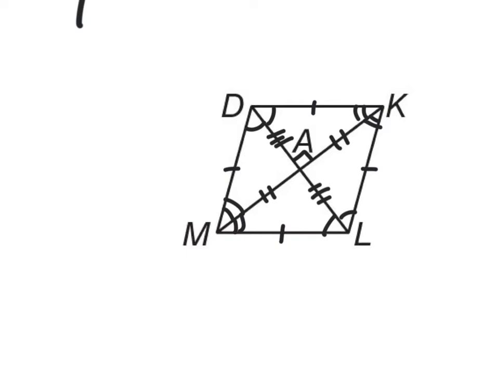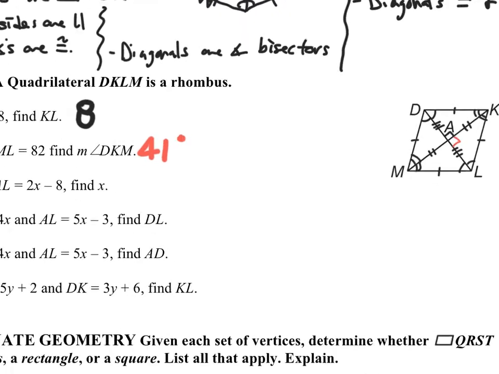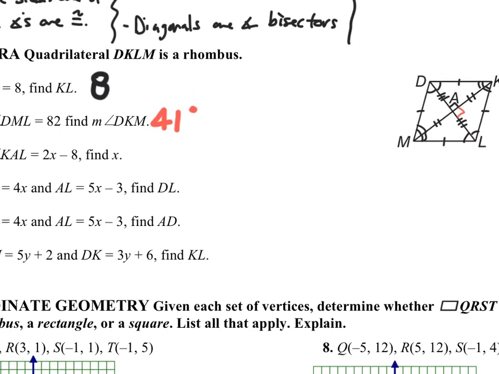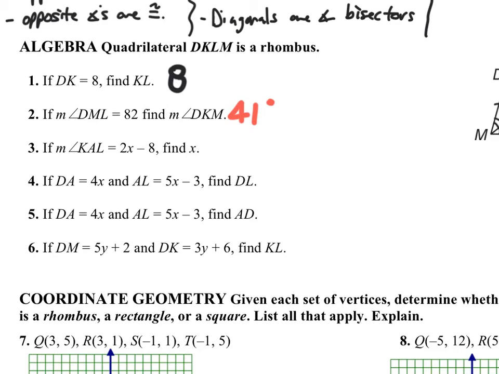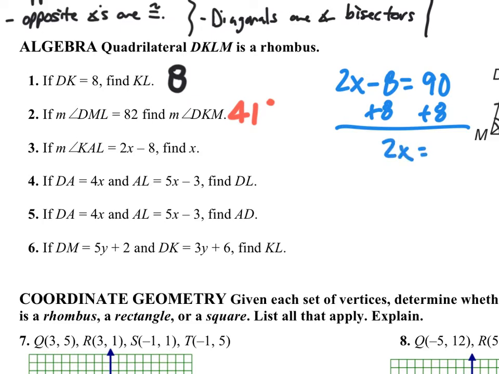I know that angle KAL is actually a 90-degree angle, because all of these angles around this intersection are 90 degrees. So I'm going to set up an equation for that. I'm going to set up a simple equation: 2x minus 8 is equal to 90. I'm going to add 8 to both sides, and then I get 2x is equal to 98. I'm going to divide that by 2, and that's going to give me that x is 49. And that's it. That's what it wants me to find.